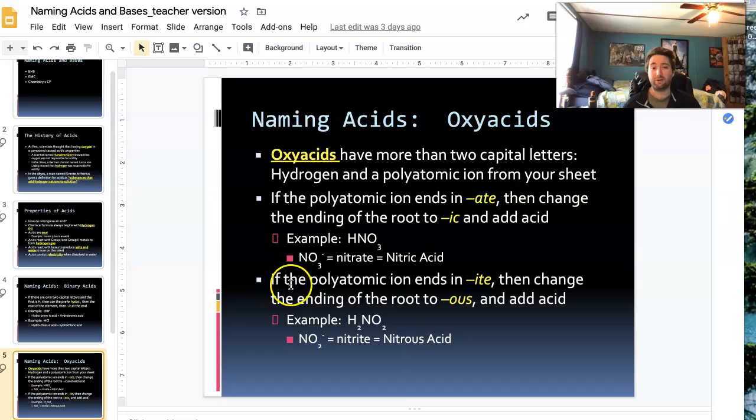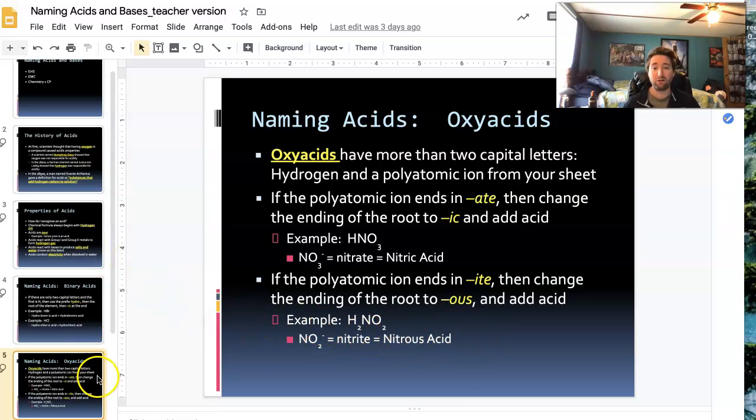Okay, the next one, it says if the polyatomic ion ends in ite, so instead of 8, it's ite, you're going to change the ending of the root to OUS and then add acid. So, for example, here we've got HNO2. So H tells us at the beginning that it's going to be an acid, and then we've got NO2. So we look up NO2 on this polyatomic ion sheet, and we find that NO2 is actually nitrite, and it ends in this ITE. So nitrite, we're going to change the ending to OUS, and then add acid. So this is going to be nitrous acid.